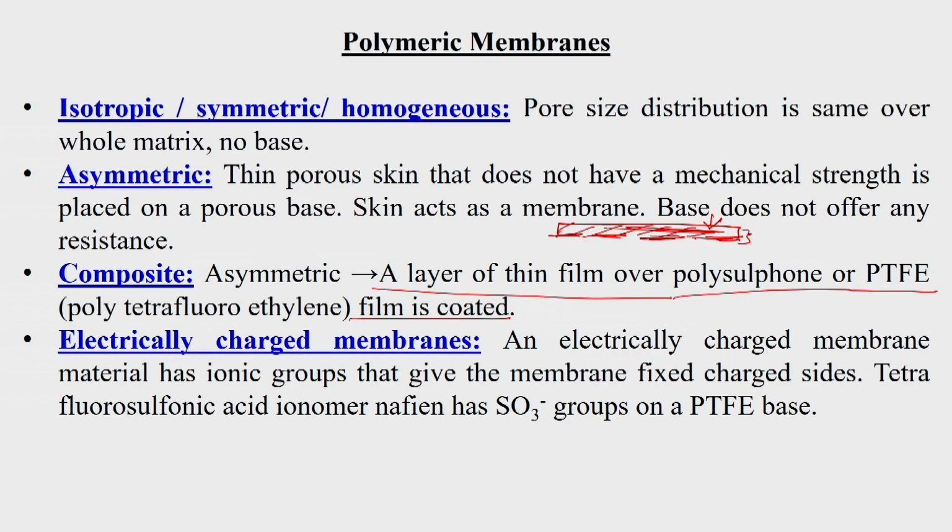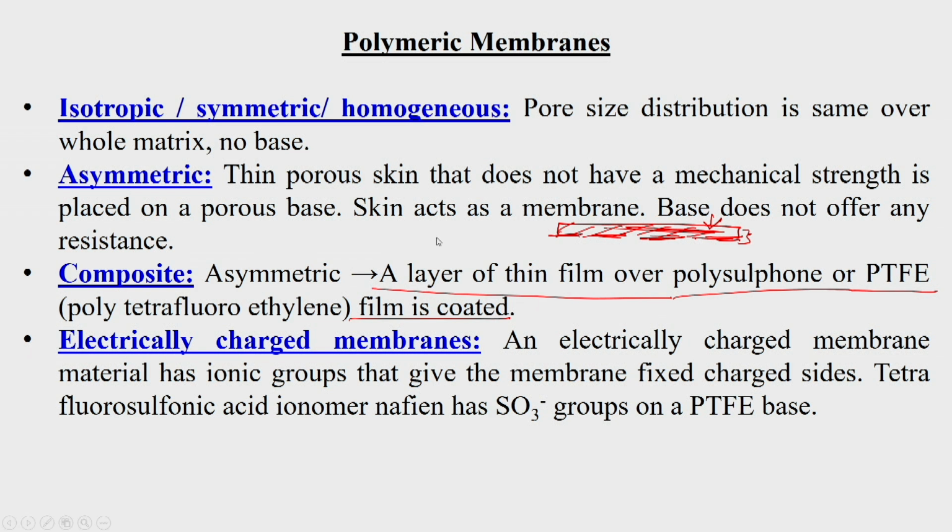An electrically charged membrane material has ionic groups that give the membrane fixed charge sites. For example, tetrafluoroethylene sulfonic acid copolymer has an SO3 minus group on the PTFE base. Whenever we have an electrically charged membrane, we will be able to separate charged particles with high selectivity.